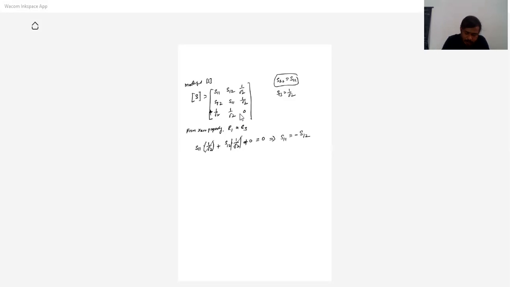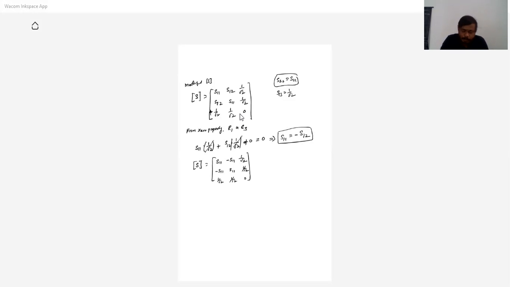So S11 is equal to minus S12. Now substitute in our modified S matrix. S12 is minus S11, so this is S11, minus S11, 1 by root 2, then minus S11, S11, 1 by root 2, and 1 by root 2, 1 by root 2, 0.